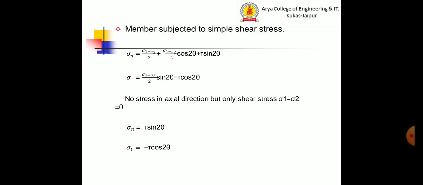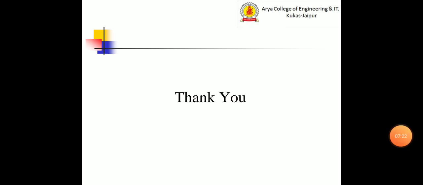Member subjected to simple shear. Here sigma 1 and sigma 2 will be 0. Therefore sigma n is tau sin 2 theta and sigma t is minus tau cos 2 theta. Thank you.